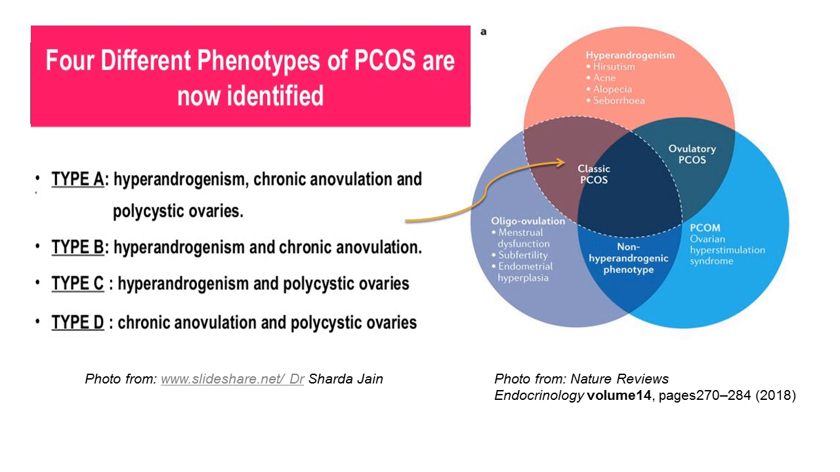Type C phenotype is a patient with PCOS who is hyperandrogenic and with polycystic ovaries on ultrasound, and this is what we call the ovulatory PCOS phenotype. Finally, the type D phenotype is a patient with PCOS who is anovulatory and with polycystic ovaries on ultrasound. This is what we call the non-hyperandrogenic phenotype.